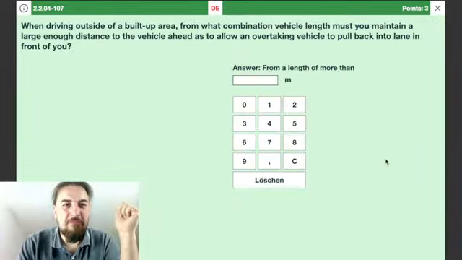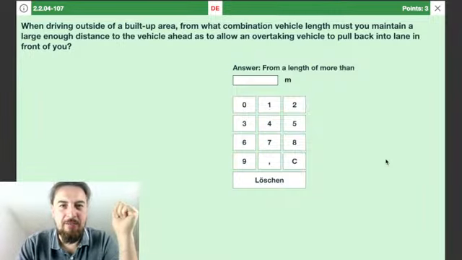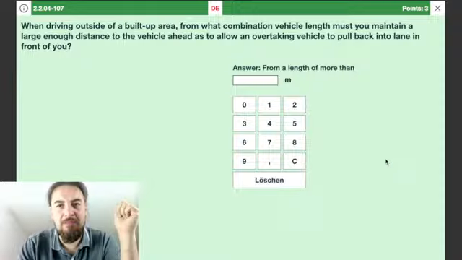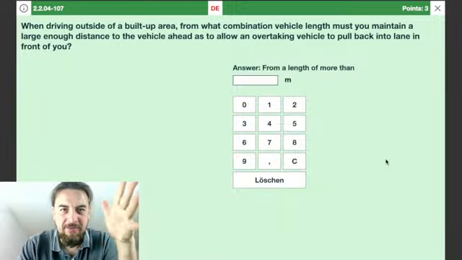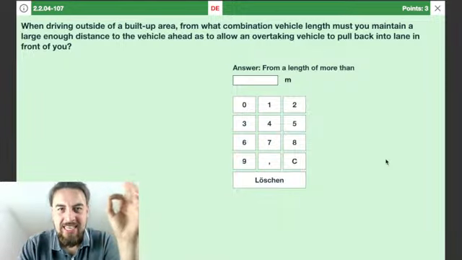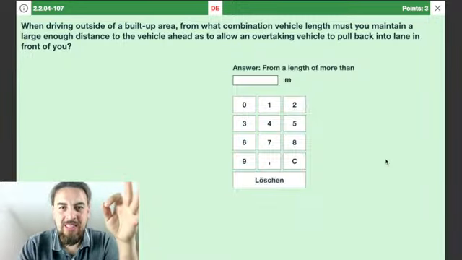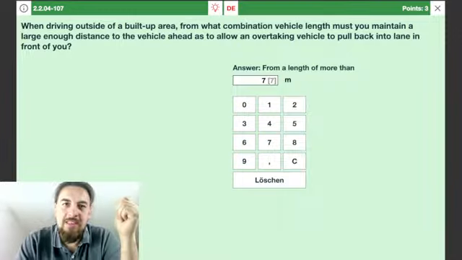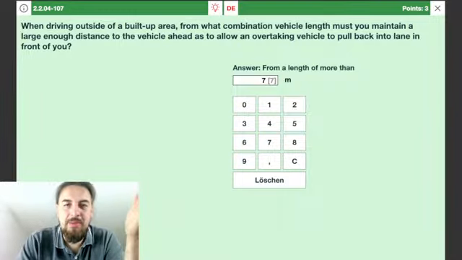So that's why it's the first and the second one. Great. When driving outside of a built-up area, from what combination vehicle length must you maintain a large distance to the vehicle ahead, so as to allow an overtaking vehicle to pull back into lane in front of you? Answer: from a length of more than 7 meters. We had something similar before, and yes, it's the same length. Just memorize it.